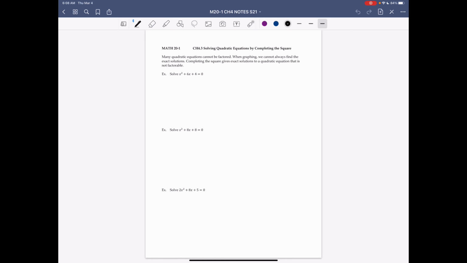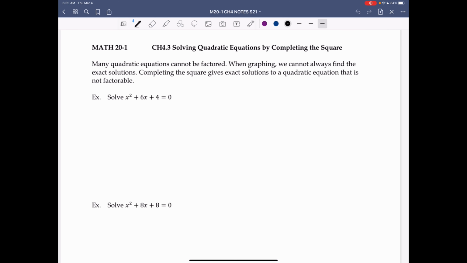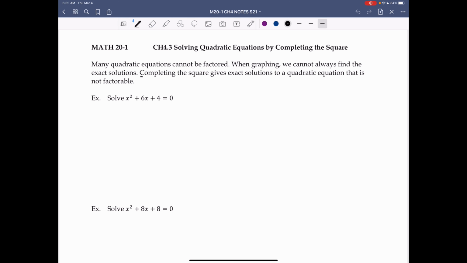Chapter 4.3, Solving Quadratic Equations by Completing the Square. Many quadratic equations cannot be factored. When graphing, we cannot always find the exact solutions. Completing the square gives exact solutions to a quadratic equation that is not factorable. We went over the steps for completing the square in Chapter 3.3, so you can reference that.